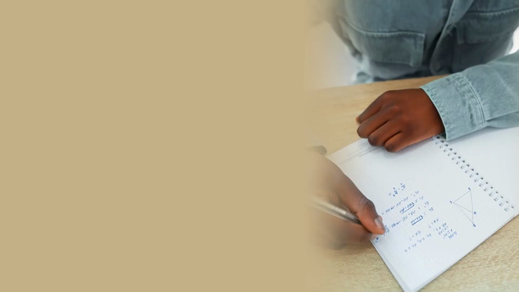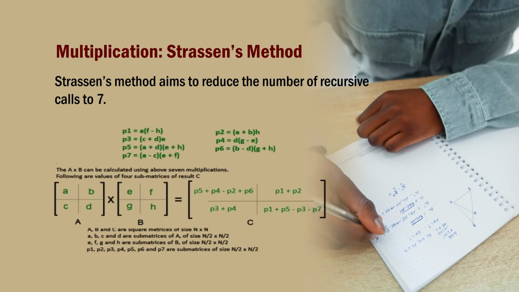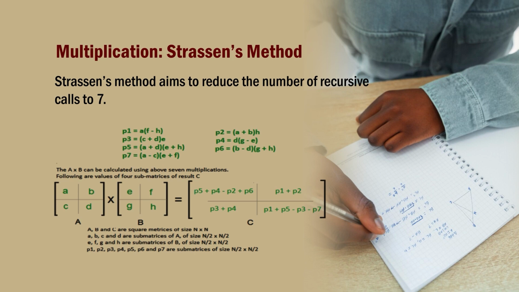For reducing that time complexity, we use the Strassen method. Strassen matrix multiplication plays an important role in reducing the time complexity from order of n cube to order of n to the power 2.8 or so. Strassen's method aims to reduce the number of recursive calls, because in the earlier case there were 8 recursive calls, for the multiplication operations.